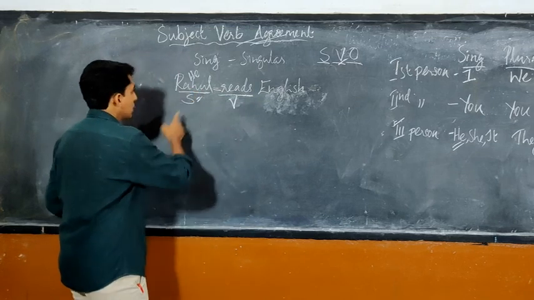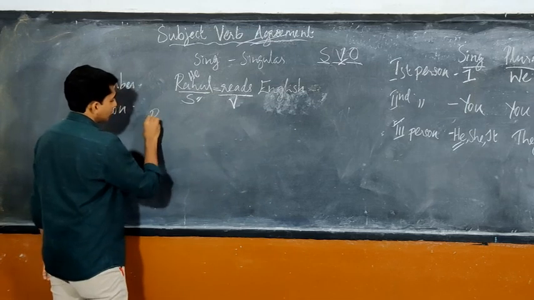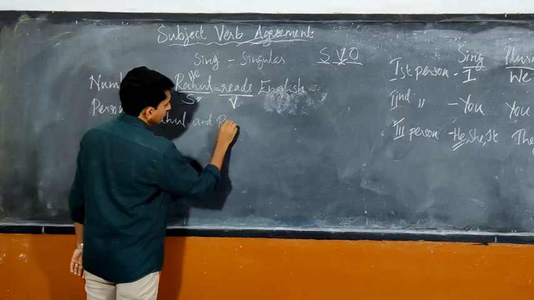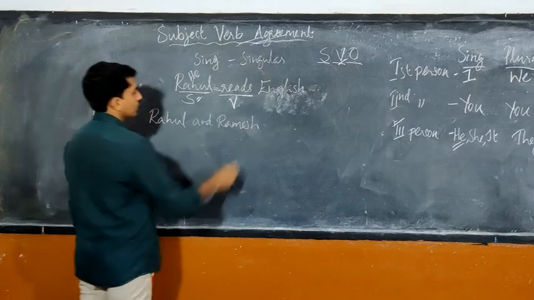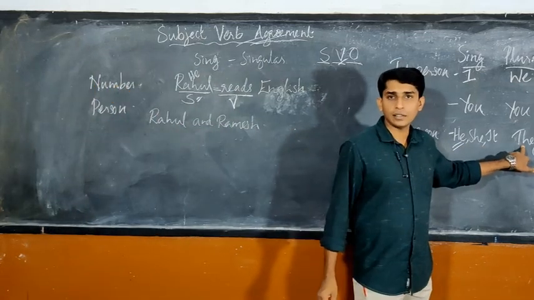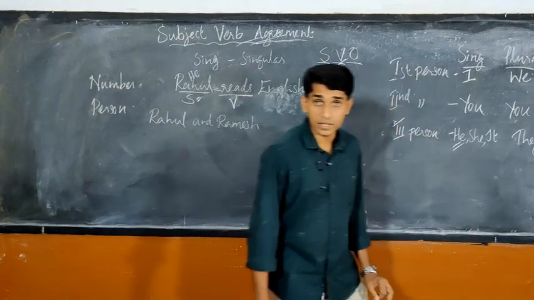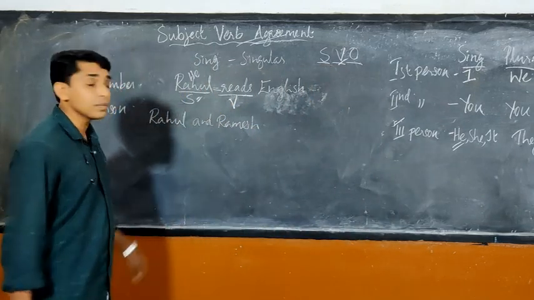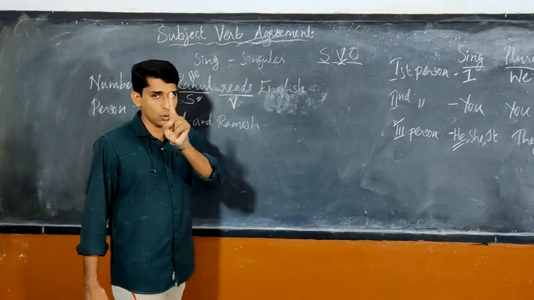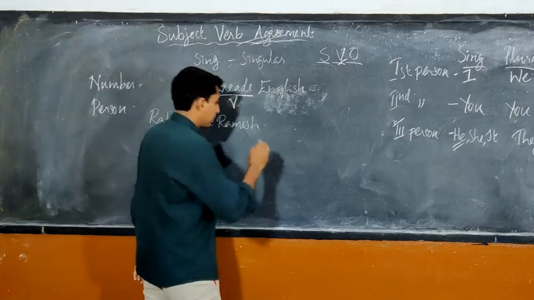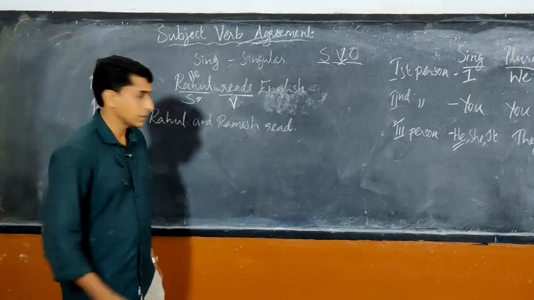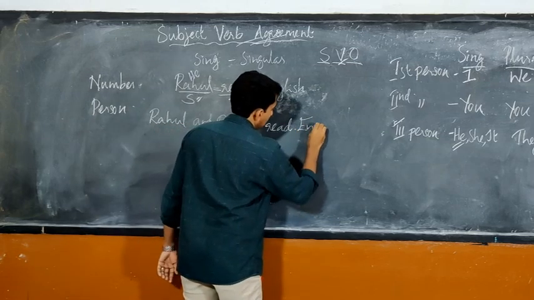Okay, imagine if it is Rahul and Ramesh, then it is not singular, it becomes plural, they. Rahul and Ramesh is not singular, two people are there, it becomes plural. Then what will you write? Can you write reads? No, you have to use the plural form, that is not reads, it is read. Read English.